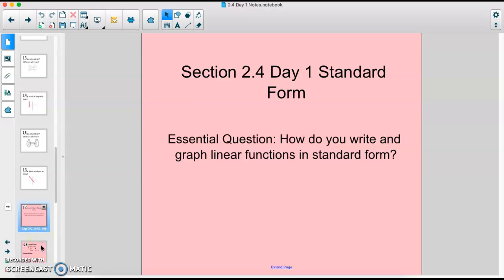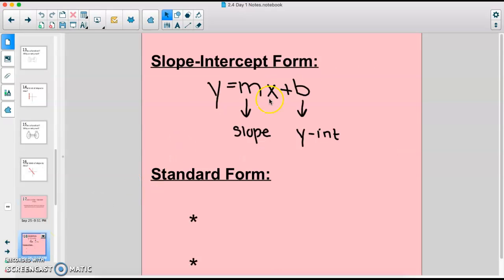Now, previously we learned about slope-intercept form, which is y equals mx plus b, and that was useful because we had our y-intercept where it was on the y-axis, and then we had our slope, and you could count from there.